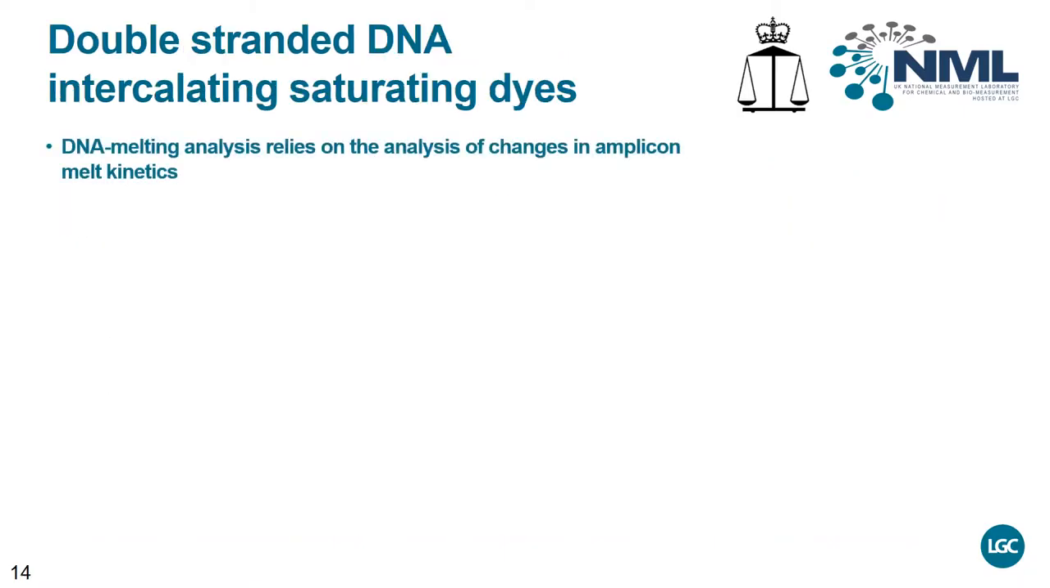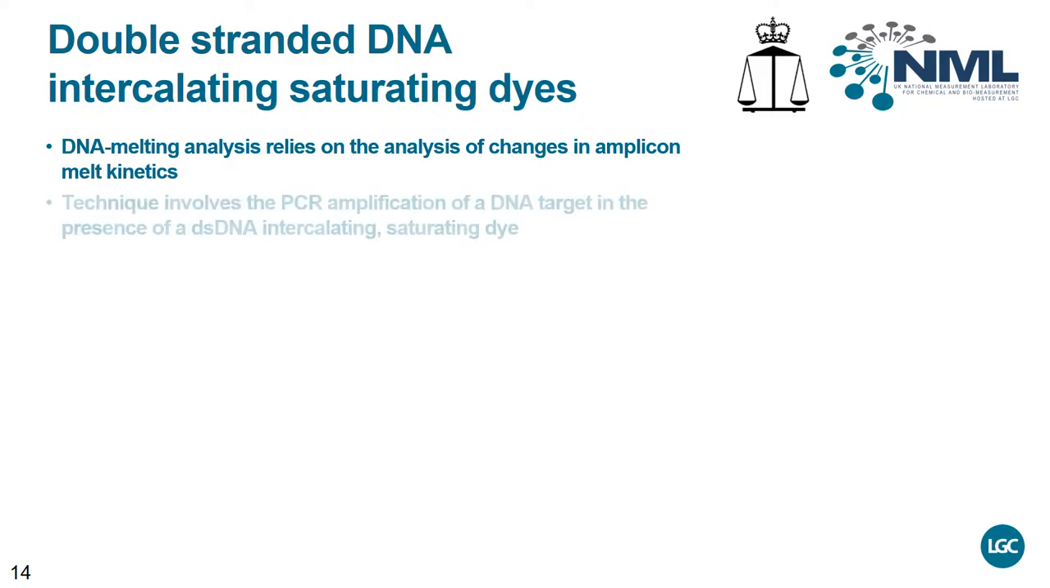DNA melting curve analysis relies on changes in amplicon melt kinetics, which occur as a consequence of differences in DNA sequence between closely related amplicons. The technique involves PCR amplification of a DNA target in the presence of a fluorescent, saturating, double-stranded DNA intercalating dye.